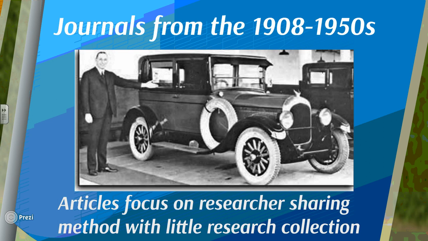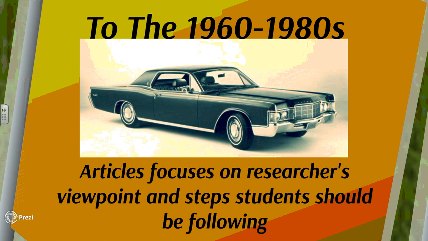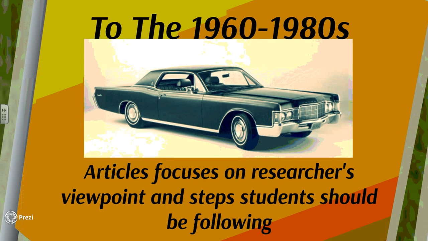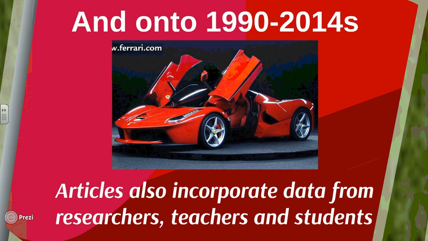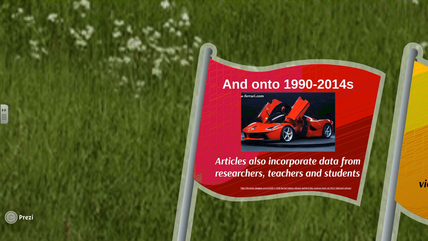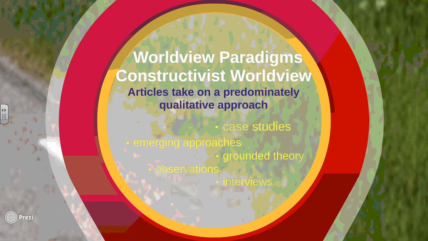The journal started in 1908, and starting in 1908, it doesn't have much data in it, and it continues in the 60s and 80s, looking much at the researchers' ideas, then looking at steps students should be following, but doesn't give examples about student work in them. In the 90s and into the 2000s, we see a growing practice of incorporating data from researchers, teachers, and students, and giving student examples which are so appreciated by teachers when they're reading the journals.